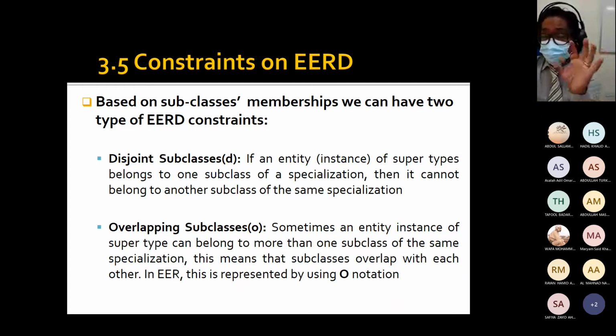But we separated this constraint. Basically, it's only applicable to the subclasses because they are members of this higher or upper class. We divide them into two types of constraint: one is disjoint subclasses, which is symbolized by the letter D, and the other one is overlapping subclasses. Overlapping. These two give us an idea of how we could apply constraints in your EERD.